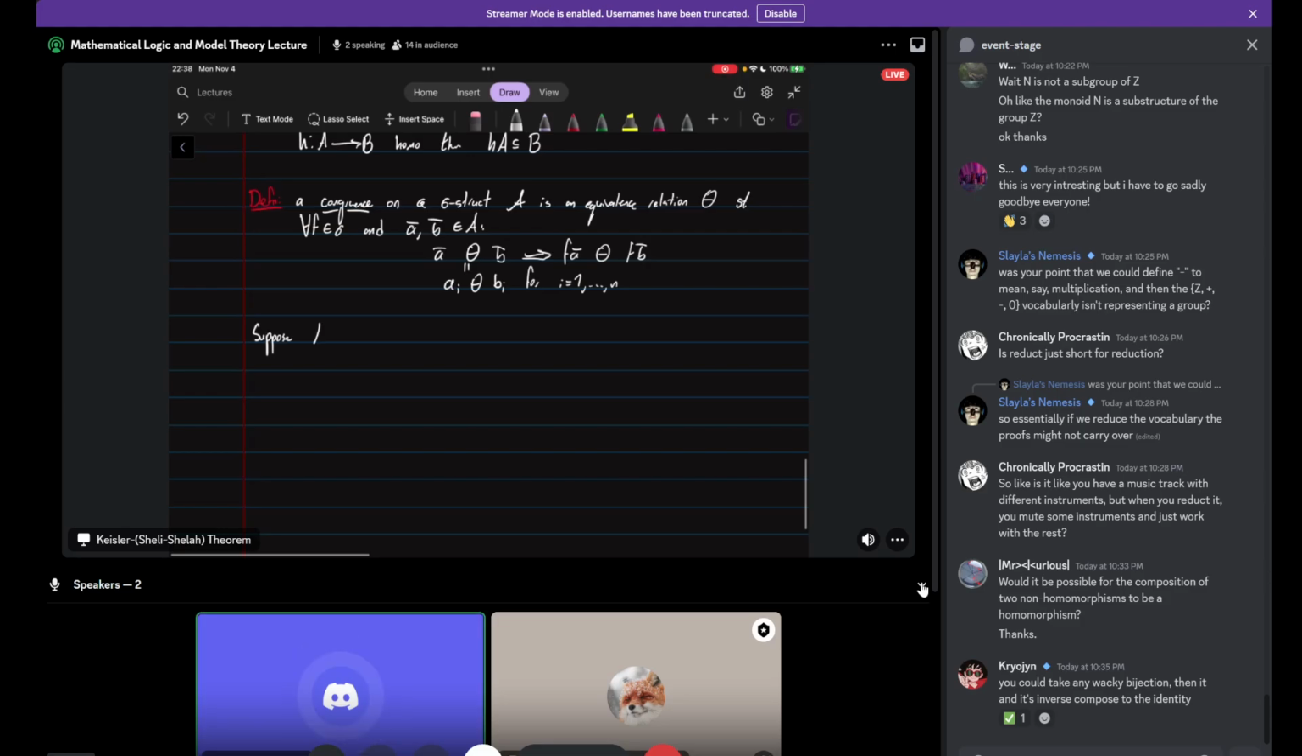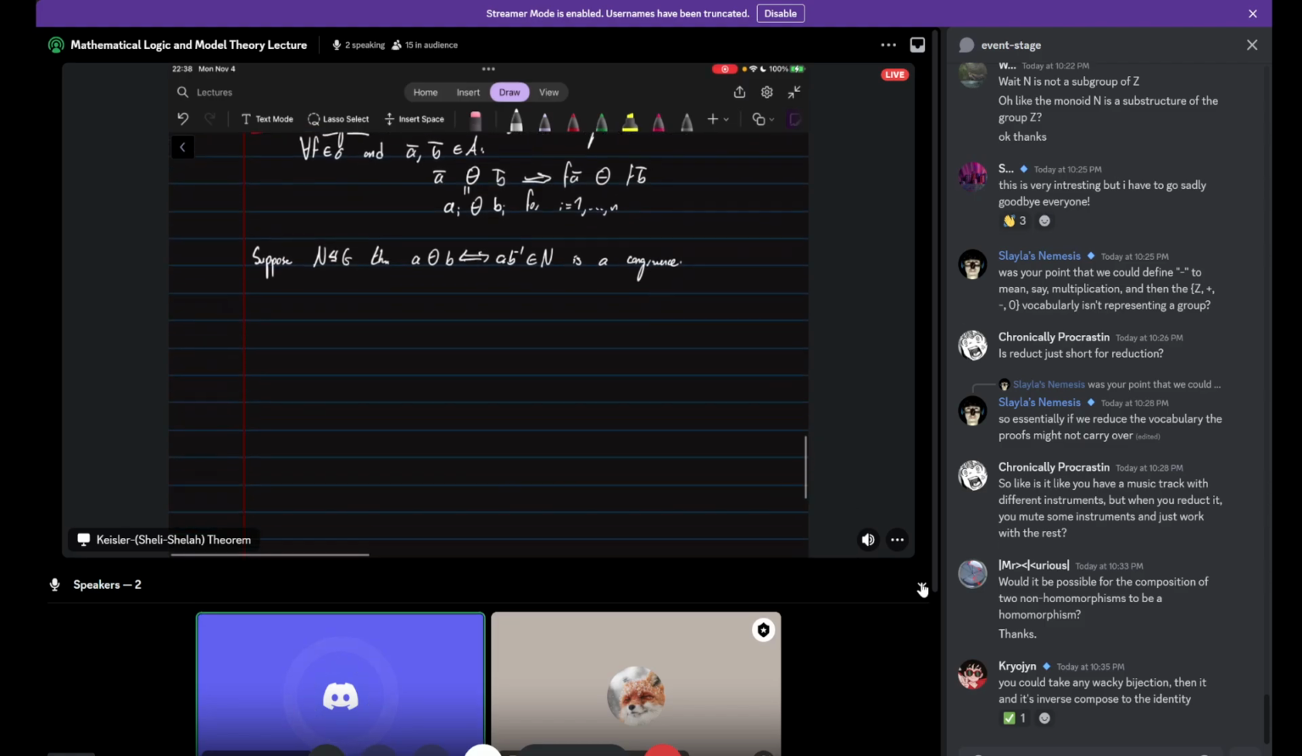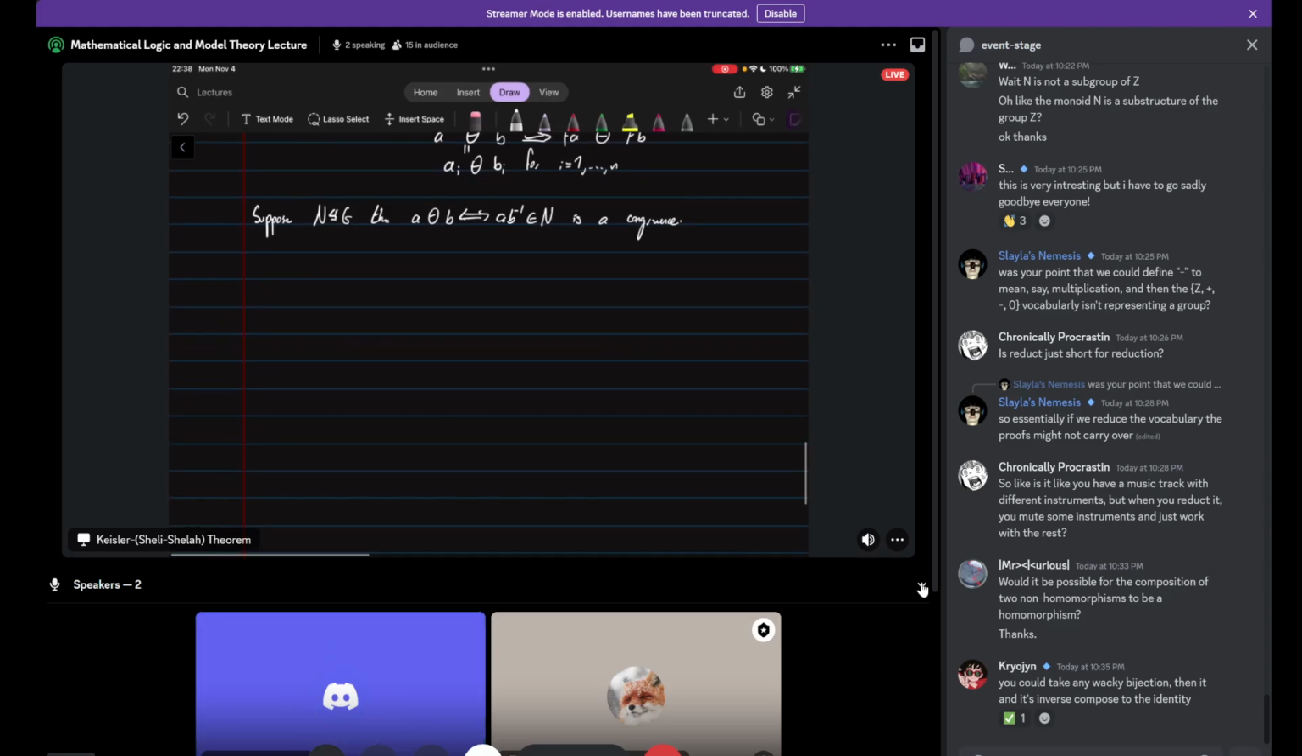Suppose N is a normal subgroup of G, then a theta b defined to be a b^-1 in N is a congruence. I'll leave this for you to verify yourselves, and this is going to be something on the problem set as well. It'll be interesting. The reason this is the analog of a normal subgroup is that with a normal subgroup you can quotient by it. Similarly, you can quotient by a congruence.